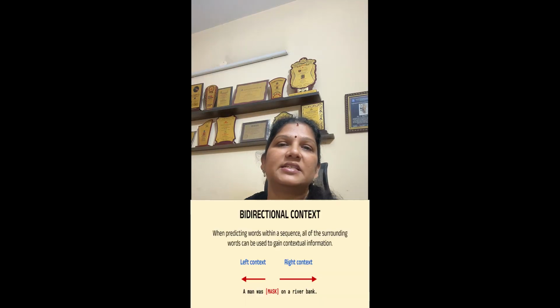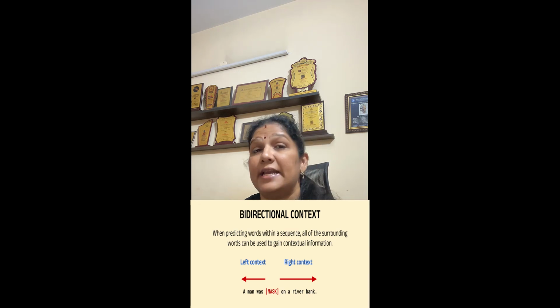In language, meaning doesn't just depend on individual words. It depends on the context in which those words appear. This is where BERT, a game-changing model in natural language processing, comes in. Unlike traditional models that read text left to right or right to left, BERT reads both ways, understanding both directions to better grasp the true meaning of language.